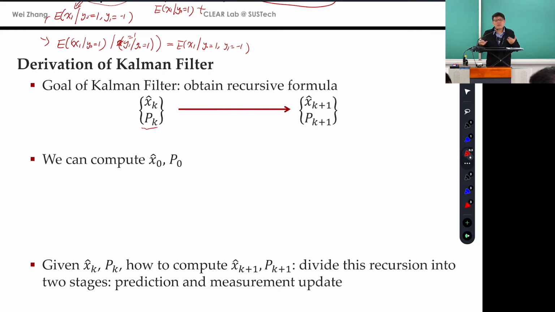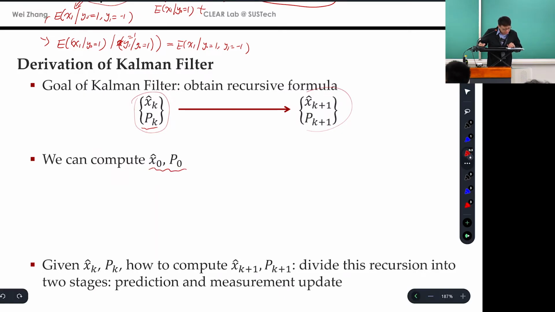As I mentioned, the Kalman filter is a recursive way to update this. So we need to know how to move from k to k plus 1, right? That's one step. First of all, with this recursive way, you need to know how to start, right? We can compute this. Sometimes these are given.